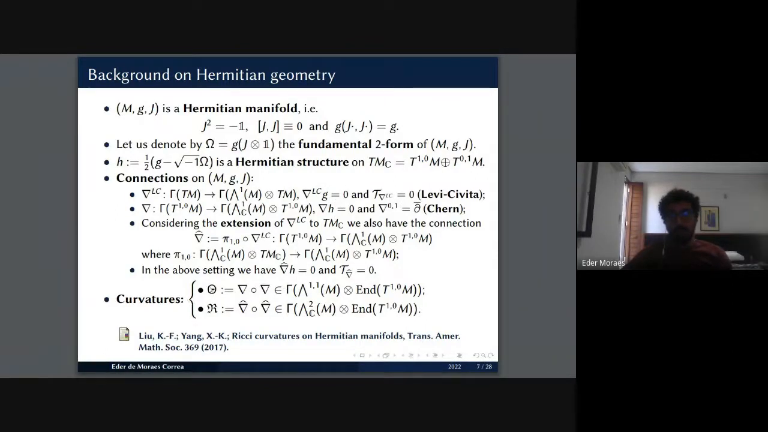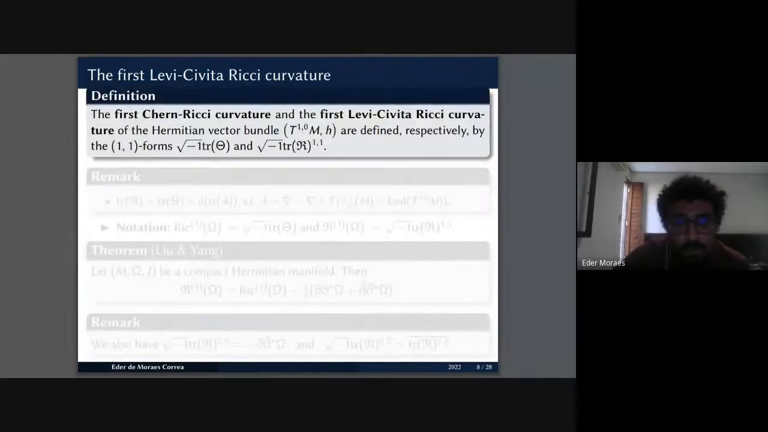I will denote by capital Theta the curvature associated to the Chern connection, and by this calligraphic capital R, the curvature associated to the Nabla-Hedge connection. In this paper, which I included here, you can find a lot of types of Hedge curvatures. So we have the definition of a lot of types of Hedge curvatures on Hermitian manifolds. And the first part will be based essentially on this paper. So here we have the definition.